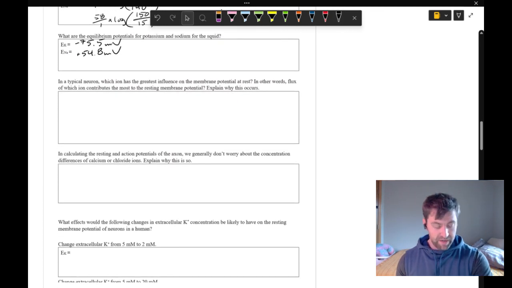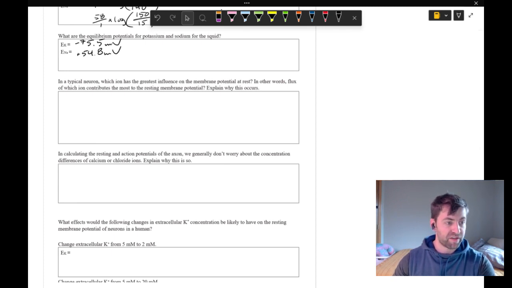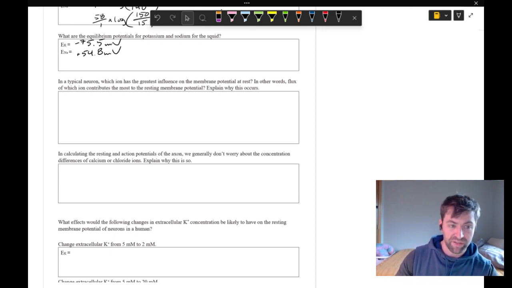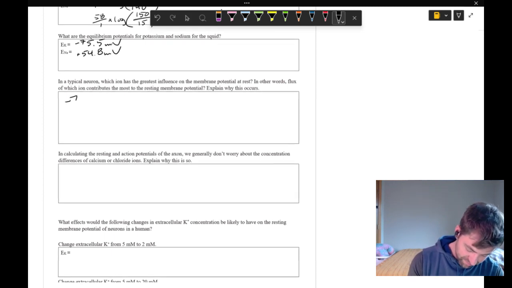So in a typical neuron, which ion has the greatest influence on the membrane potential at rest? In other words, flux of which ion contributes the most to the resting membrane potential, and explain why this occurs. I'm just going to write this number here.